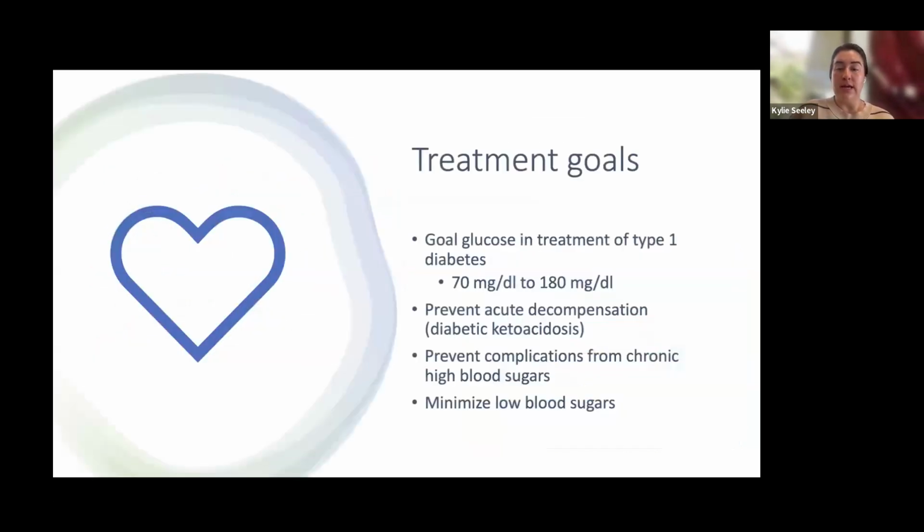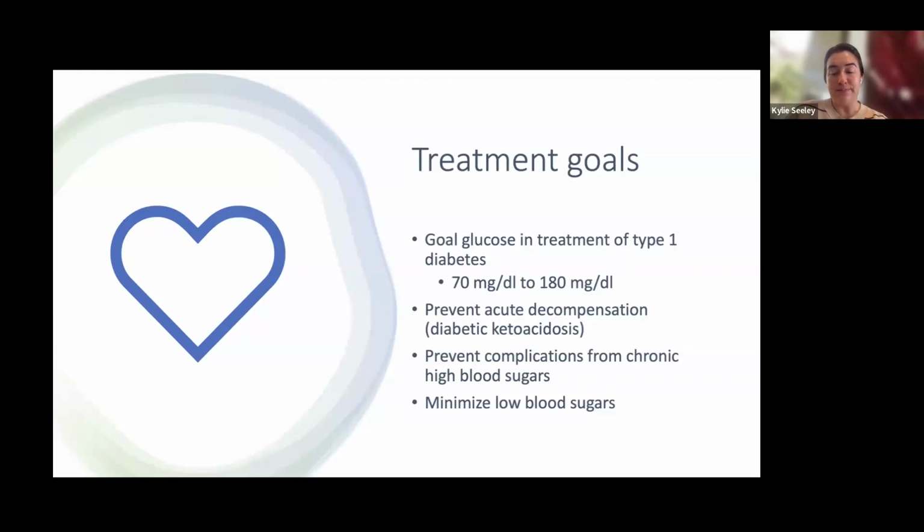And so our treatment goal is a glucose target. For type 1, like I said, how we manage these two is quite different. For type 1 diabetes, our glucose goal is between 70 and 180. We always work really hard to prevent what we would call acute decompensation. That would be where the patient develops ketones, doesn't have insulin on board, and has very high blood sugars. We also want to prevent complications that are associated with high blood sugars, which is why we have that goal glucose range of 70 to 180. And to keep kids safe, we also want to minimize episodes of low blood sugar, because that can also be really scary for families.